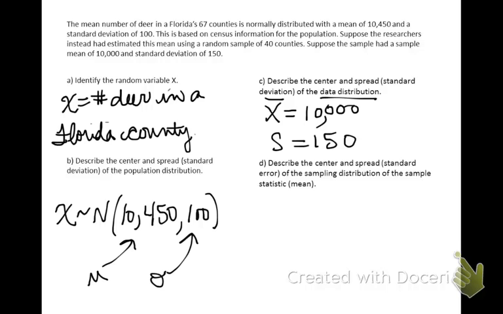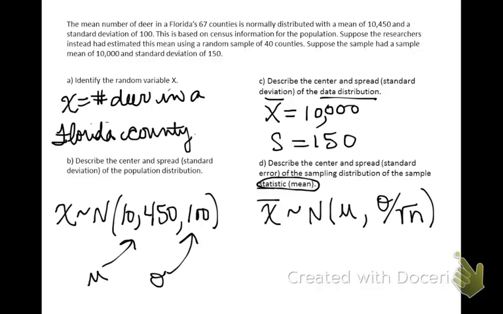And in this case, the statistic is a mean. To describe this, we'll use the central limit theorem, which says that the mean, x bar, has a normal distribution centered at mu and standard error sigma over the square root of n. Remember, mu is right here and sigma is right here. We'll plug these numbers in, along with the n value of 40 counties.